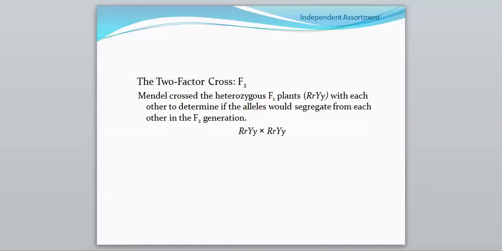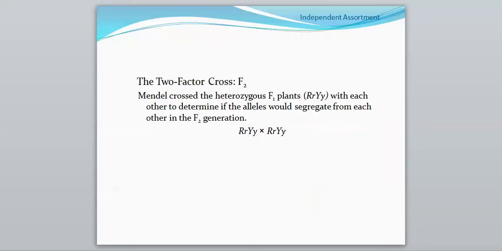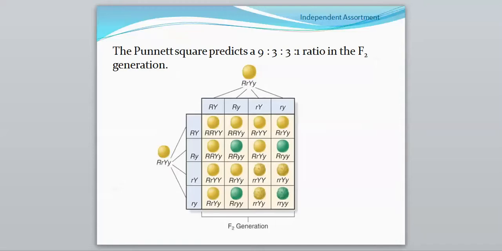And so after he performed this cross, he went down to make another two-factor cross by crossing these two heterozygous plants with one another to determine if alleles would segregate from each other in the F2 generation. So now our next cross is going to be big R, little r, big Y, little y, crossed with big R, little r, big Y, little y. And this is our Punnett square that we would expect to see, and it's going to predict a 9:3:3:1 ratio in our F2 generation.